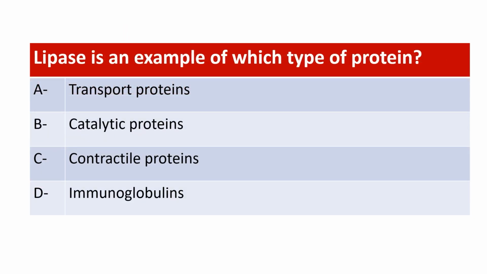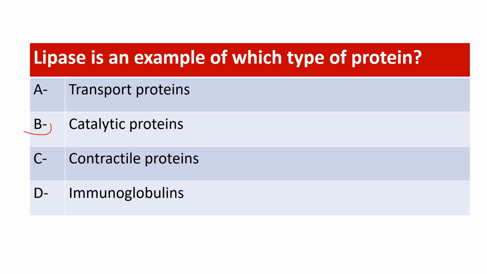Lipase is an example of which type of protein? Transport, catalytic, contractile, or immunoglobulin. Lipase is an enzyme that breaks down fats, so it's a protein with catalytic activity. Catalytic proteins are enzymes that accelerate biological reactions. Lipase is therefore an example of the category of catalytic proteins.